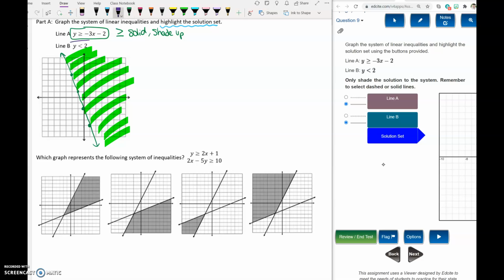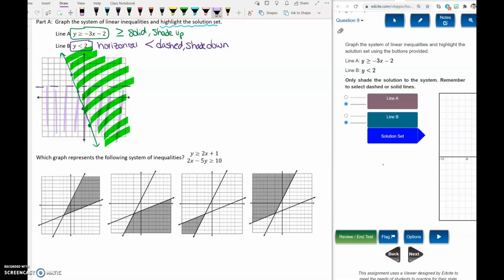Next, I have y is less than 2. If it's just y, it is a horizontal line. So we have a horizontal line at 2. Because it's plain less than, it's going to be a dashed line. And then it needs to be shaded down. So with purple, I'm going to kind of lightly shade this down.